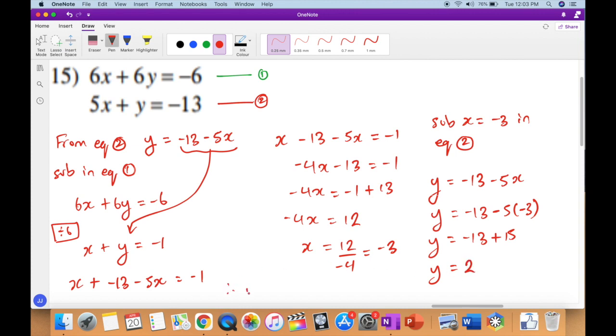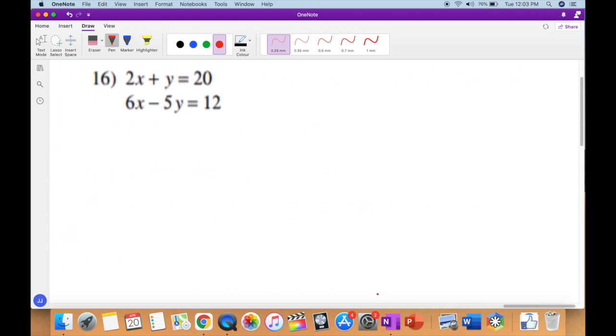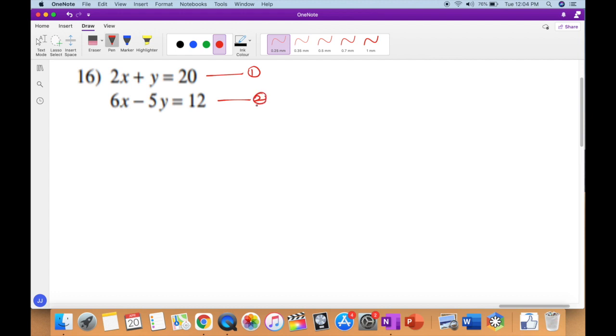Therefore, when x equals negative 3, y equals 2. And for our final question here, we have 2x plus y equals 20. Let's call that equation 1. And 6x minus 5y equals 12. Let's call that equation 2.